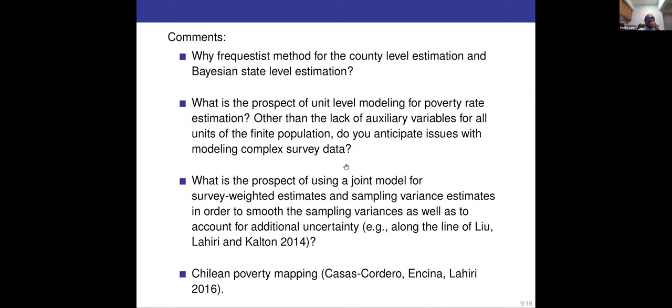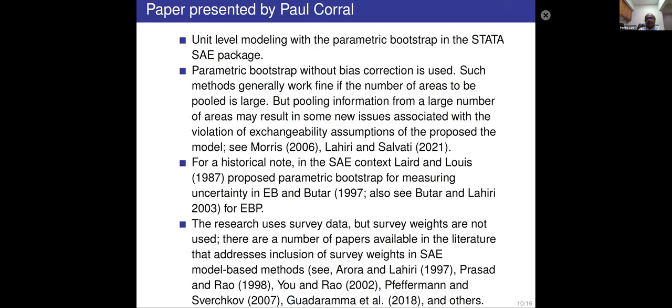Thank you. Chilean poverty mapping is basically an area level model, but they had different checks in the process. For example, something called Windsorization, and then benchmarking in place and parametric bootstrap implemented to produce confidence intervals.